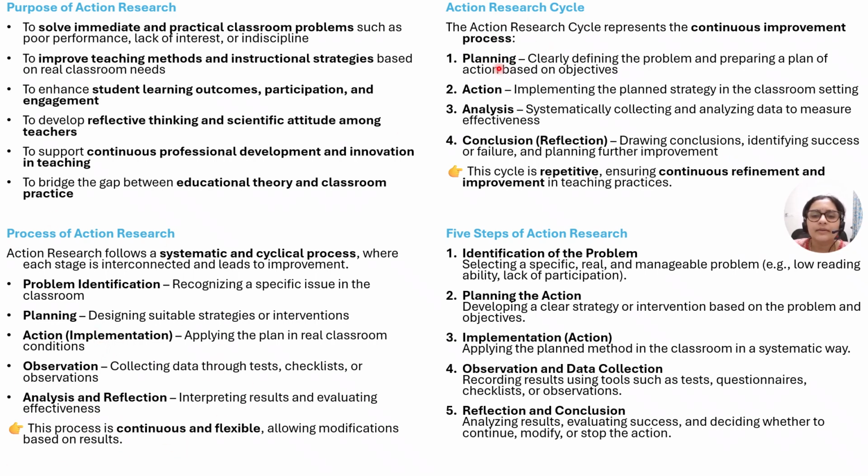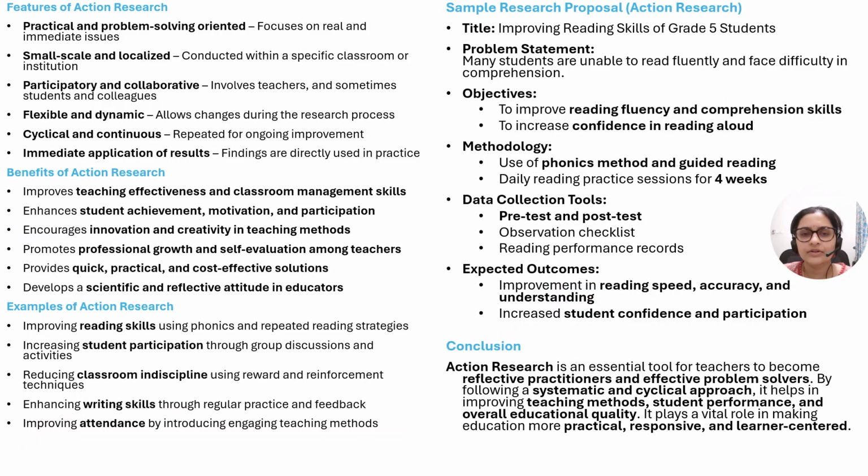Action research cycle: first planning, action, analysis, and reflection. This is nothing but the summary of this process. 5 steps in action research. First, identify the problem, then plan the action, then implement the action, then observe and collect data. Okay, and then reflect and conclude. This is nothing but the explanation of the process of action research.